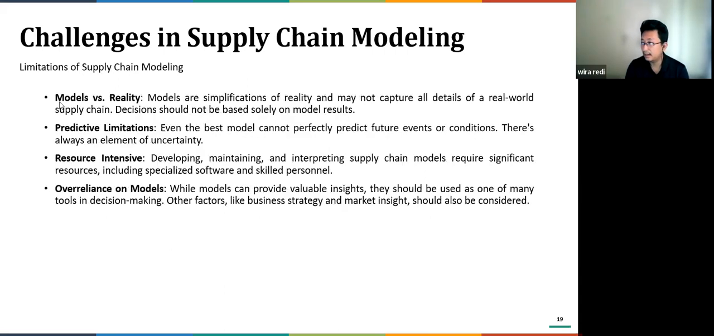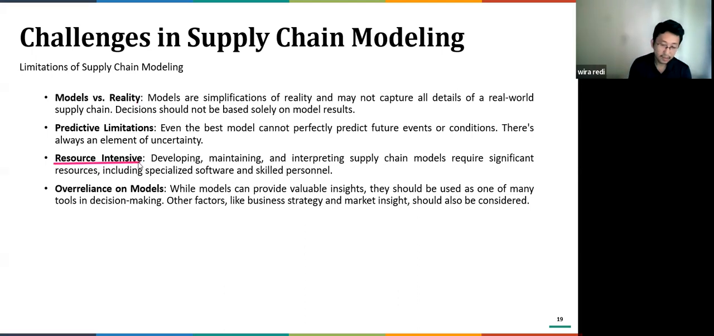Okay, this is another one: how to keep your models close to reality, so your models can work with the system in reality. And then so on, like predictive limitations. It's very difficult to predict the future, so we will discuss this more in the forecasting approach.